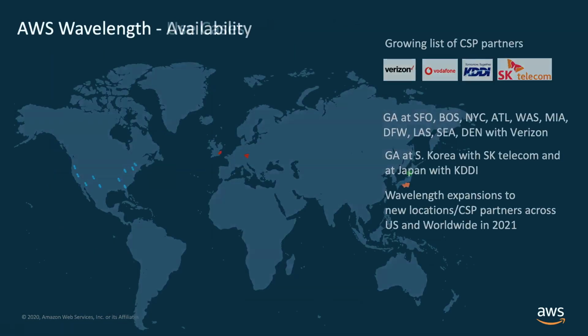Moving on. So for AWS Wavelength, we have a growing list of CSP partners: Verizon here in the US, Vodafone in EMEA, KDDI and SK Telecom in Japan and South Korea, respectively, in APJ. So the Wavelength Zones are generally available. Here in the US, we have 10 Wavelength Zones with Verizon. We have a Wavelength Zone in South Korea with SK Telecom and one in Japan with KDDI.